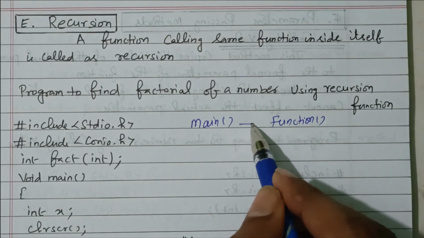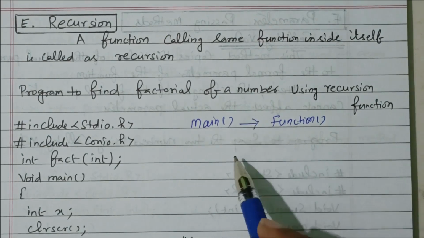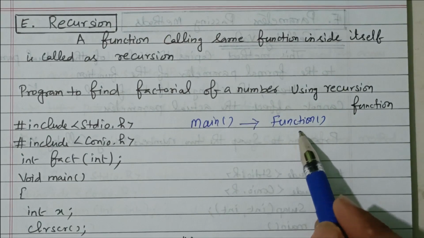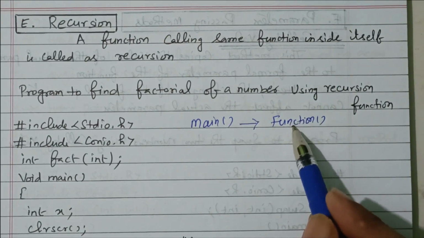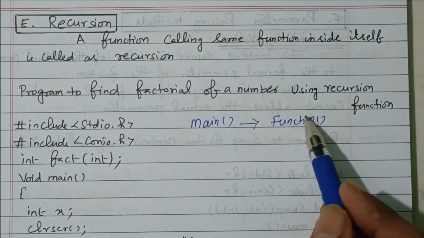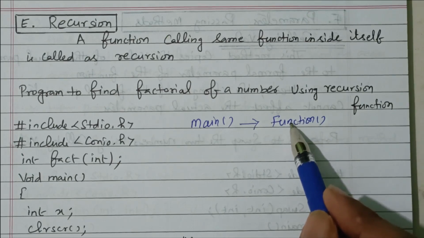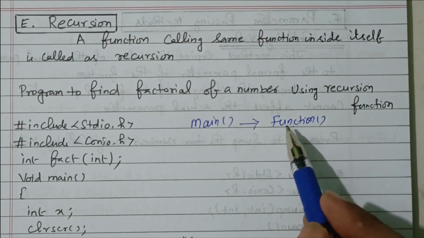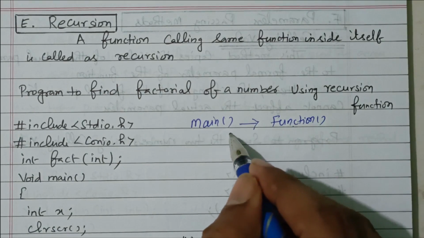So we are calling the function from the main program. Suppose this function calls itself inside. We are calling one function, and the same function calls itself again and again. This is known as recursion. We will see one practical example.